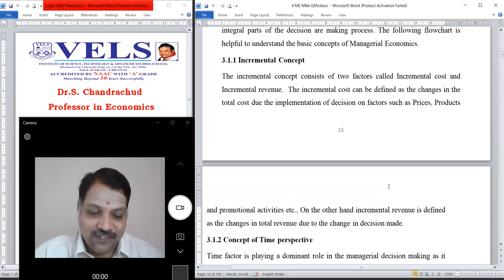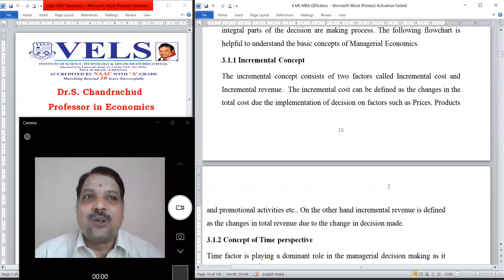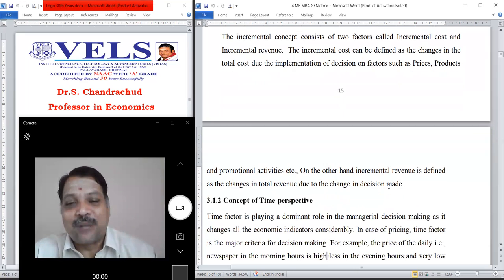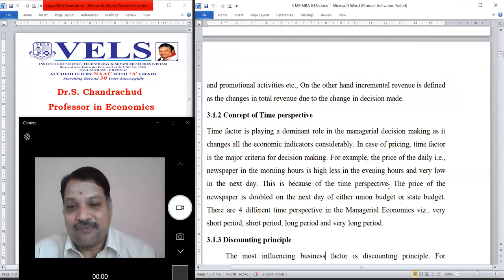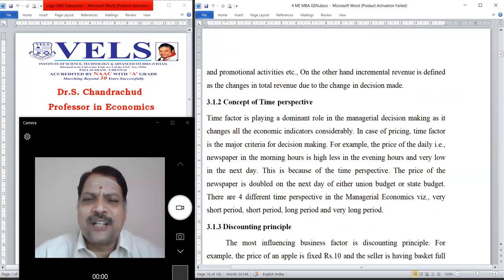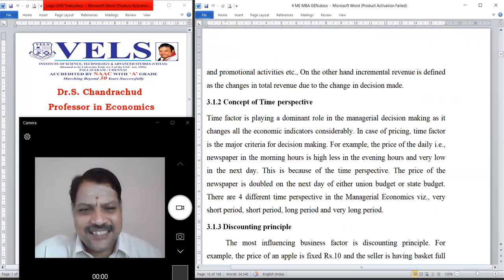So the first fundamental concept we should know is the incremental concept. There are 2 different parts: one is incremental cost and the other is incremental revenue. This is the first fundamental concept. The second fundamental concept is related to time. The time factor plays a dominant role in managerial decision making, as it changes all the economic indicators considerably.